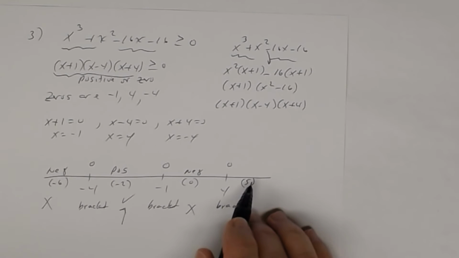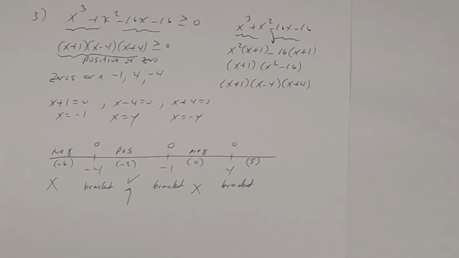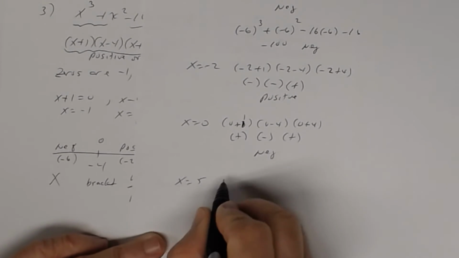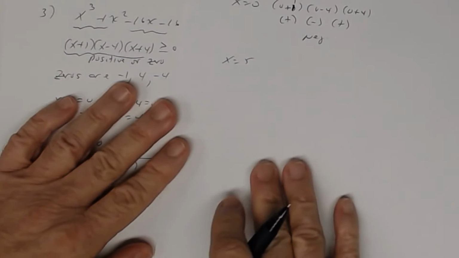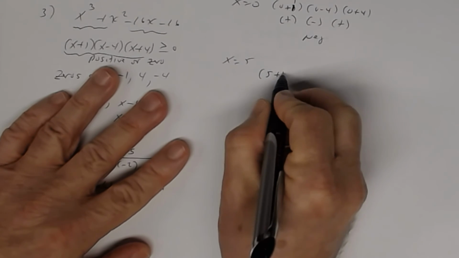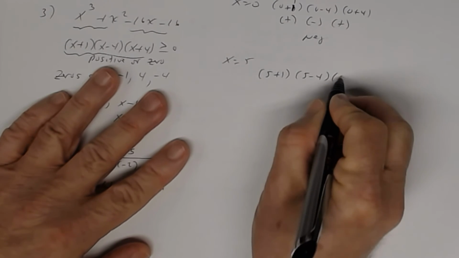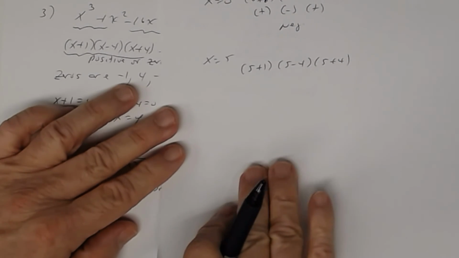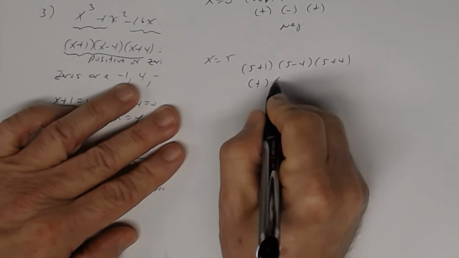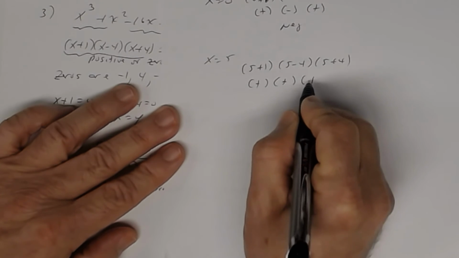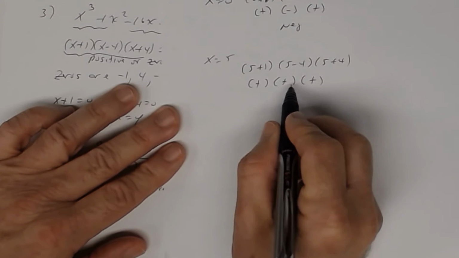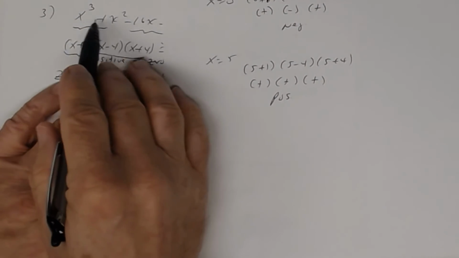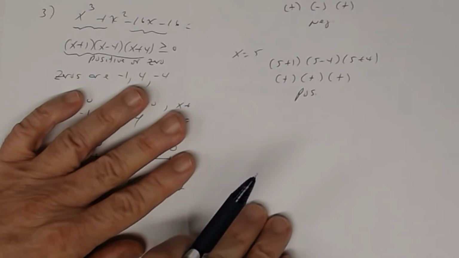And then finally, we go to the last interval. We're going to use the test point 5. If x is 5, do the same thing. You're going to say 5 plus 1, 5 minus 4, 5 plus 4, right? Well, 5 plus 1 is positive. 5 minus 4 is positive. 5 plus 4 is positive. Positive times a positive times a positive is a positive. And if you had used the original, you better get a positive number, right?